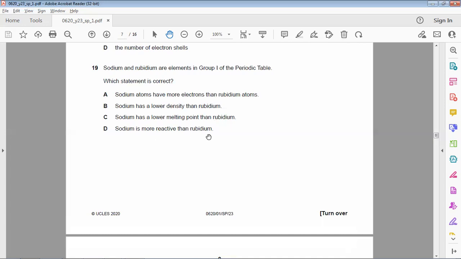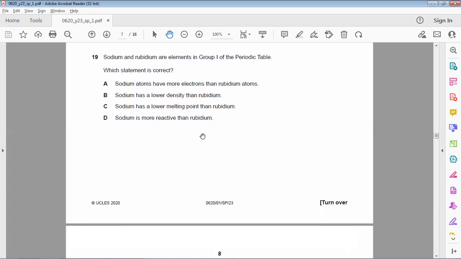Sodium is more reactive than rubidium. No, we know that reactivity increases down the group because it gets easier to lose the electron, as the distance between the nucleus and the outermost electron, which needs to be lost, increases. So the reactions get more and more exothermic down the group. So the correct option is B.